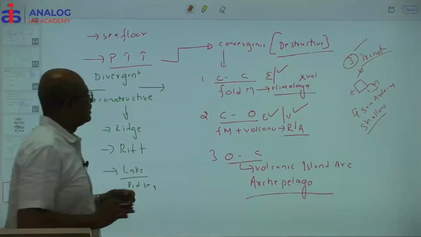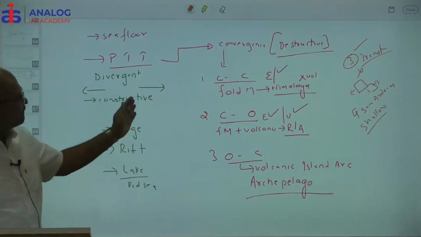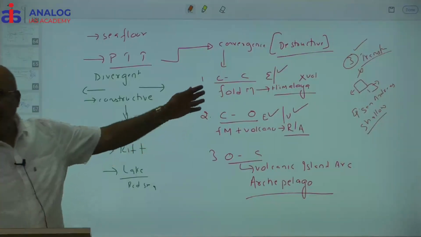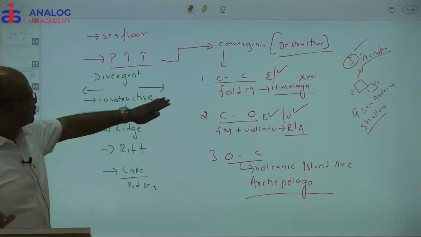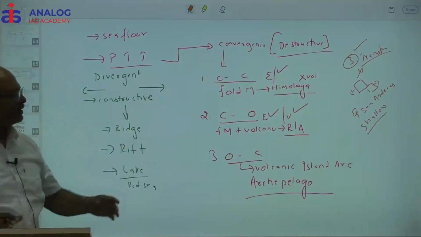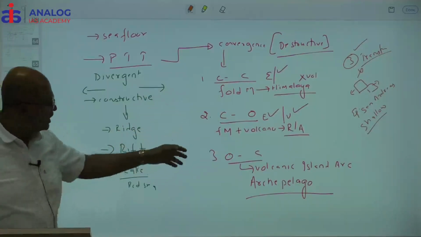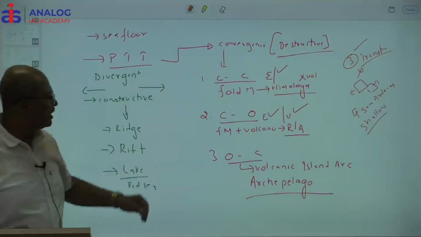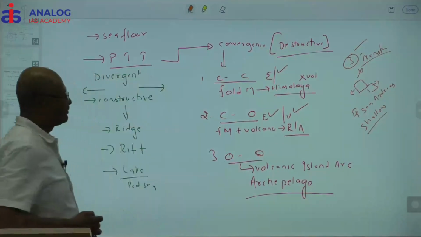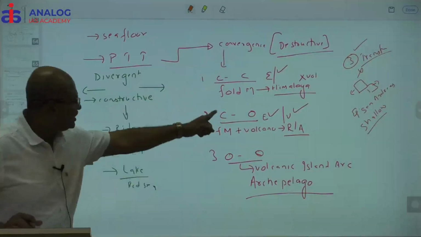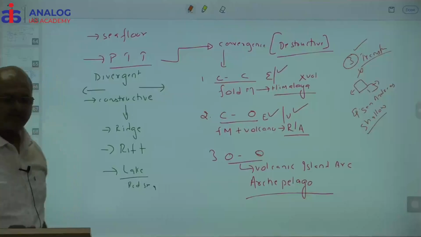Right? So these are referred to as three types of movement: convergent, divergent, and transform. Is it clear now? So please remember these. Continent and continent will have a different impact. Ocean and continent will have a different impact. Then ocean and ocean will have a different impact. Is it clear now? Okay.